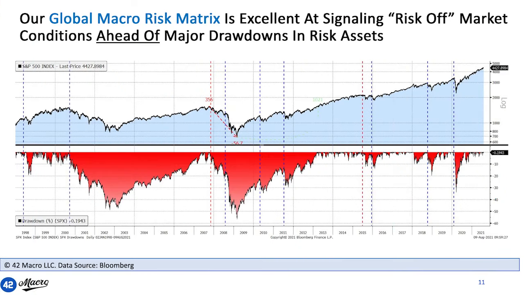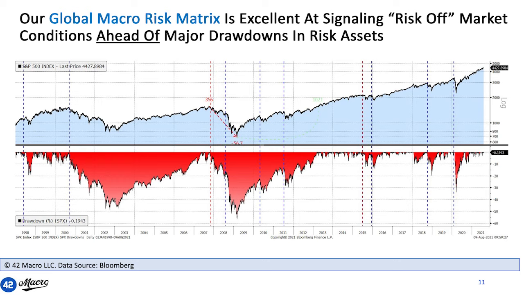Slide 11. Our global macro risk matrix is excellent at signaling risk-off market conditions ahead of major drawdowns in risk assets. So the dotted blue lines and red lines in this chart show when our global macro risk matrix process transitions to either deflation, blue, or inflation, red. Again, both risk-off regimes ahead of material drawdowns in the stock market. And this is going back to, again, the data beginning in 1998. We can pull it back further than that, but I'm trying to keep my computer alive.